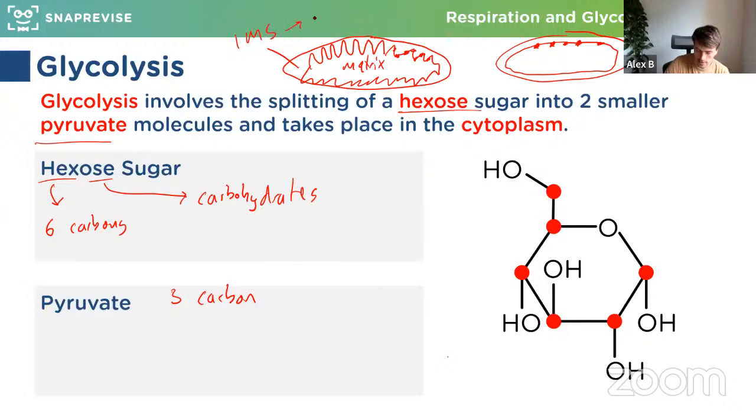This is where you get the proton gradient, which generates the ATP in aerobic. But we're not doing aerobic today.